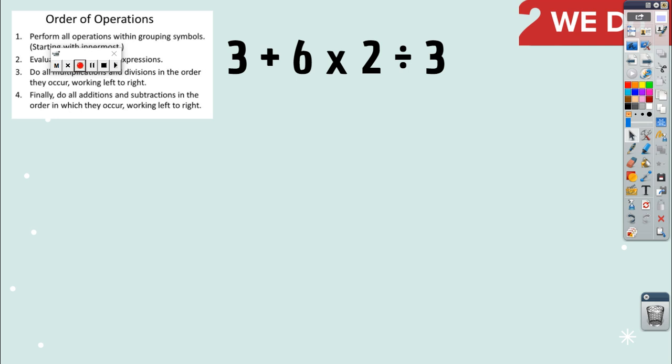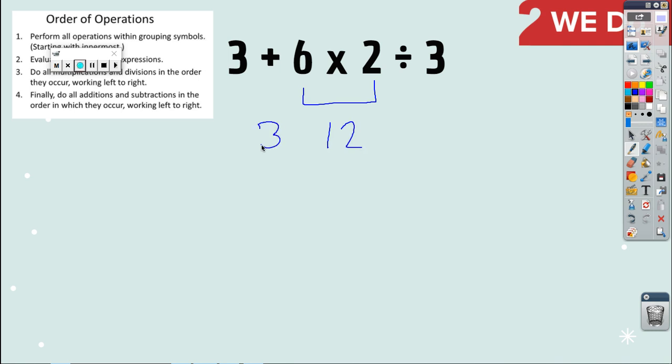So let's look at 3 plus 6 times 2 divided by 3. What do you think our first step would be here? That's correct. We're going to focus on 6 times 2. So 6 times 2 is 12. And then that gives us 3 plus 12 divided by 3.